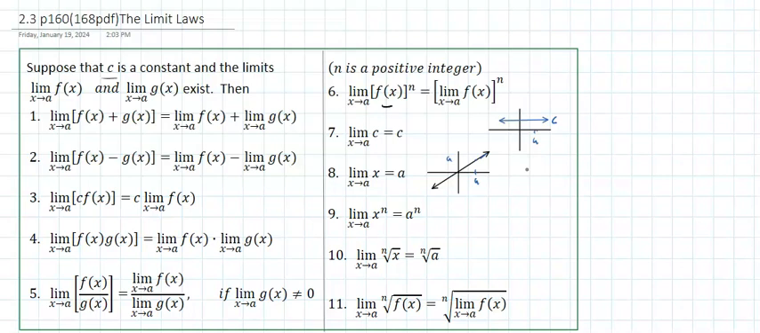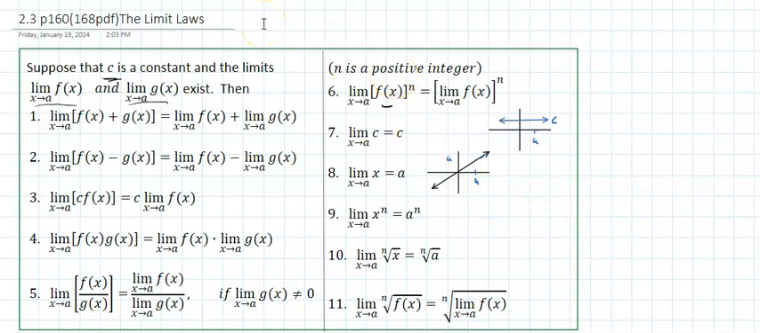Suppose C is a constant, and the limit as x approaches a of f of x, and the limit as x approaches a of g of x exist. That means the limit from the left and the right of a of f of x is the same value. We don't know what that is, and we don't need to know what that is.